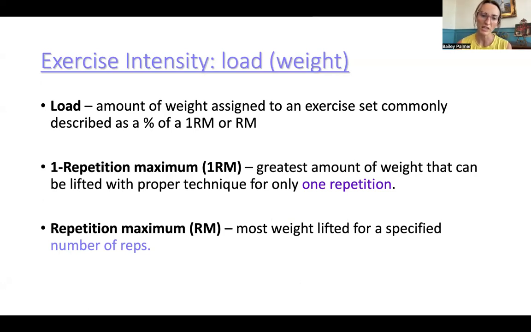We can do this in two ways. We can take a percent of a 1 RM or we can prescribe an RM. A 1 RM is how much weight you can lift one time and you could not do it twice. That's your true 1 RM. And then a repetition maximum is the most weight you can lift for a specified number of reps, such as a 5 RM. Like I choose a weight that I know that I can lift on bench press 5 times, but I can't lift it 6 times because it's too heavy. And so that's like a 3 RM, 5 RM, 10 RM. But it's very heavy for that amount of repetitions.